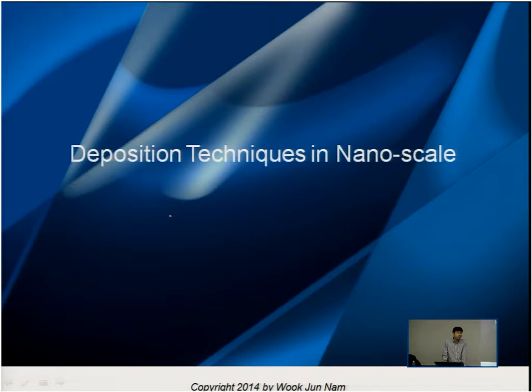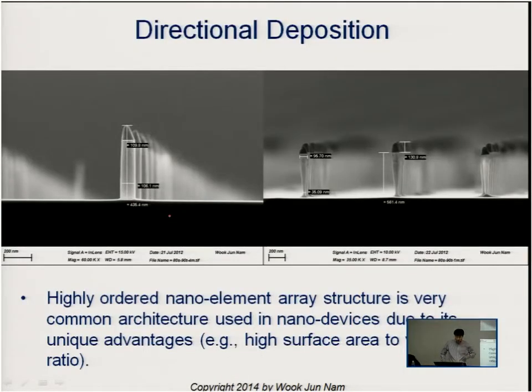So we quickly reviewed the deposition techniques used for making thin films, mostly for the microelectronic device industries. Now let's talk about which techniques are important for making nanostructures. This is one of the examples we discussed in the previous lecture.